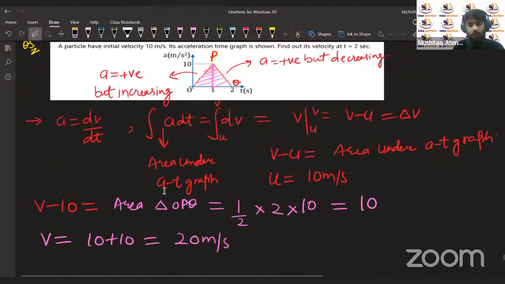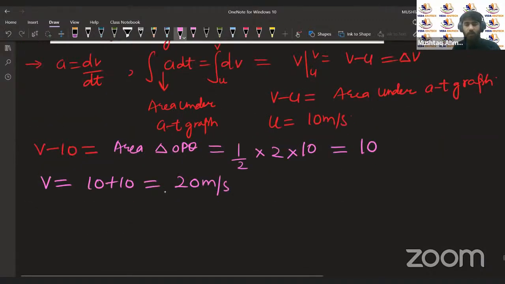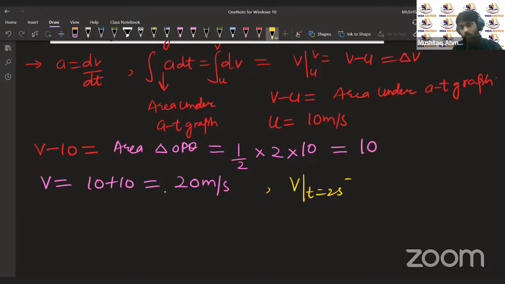That's equal to 20 meter per second. So it means that the velocity at time t equal to 2 seconds will be equal to 20 meter per second, right? 20 meter per second.